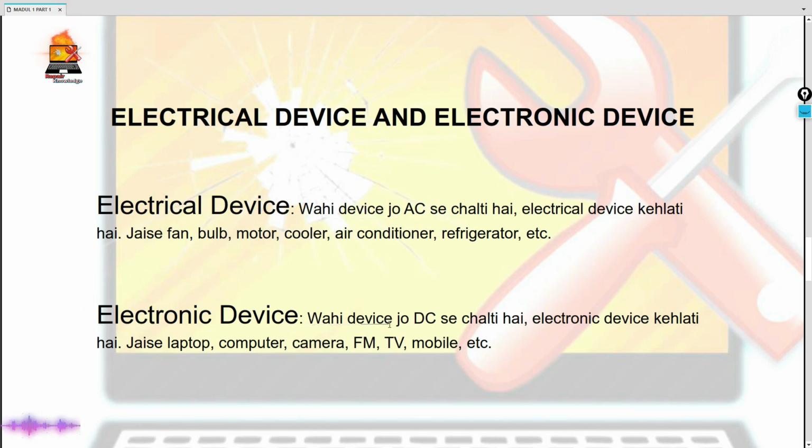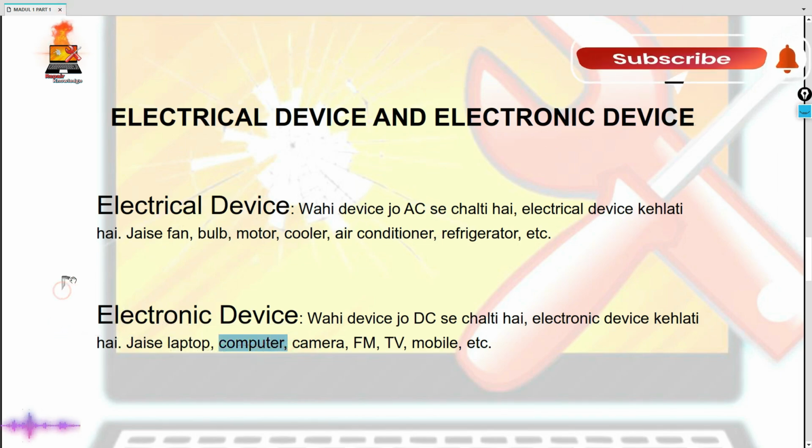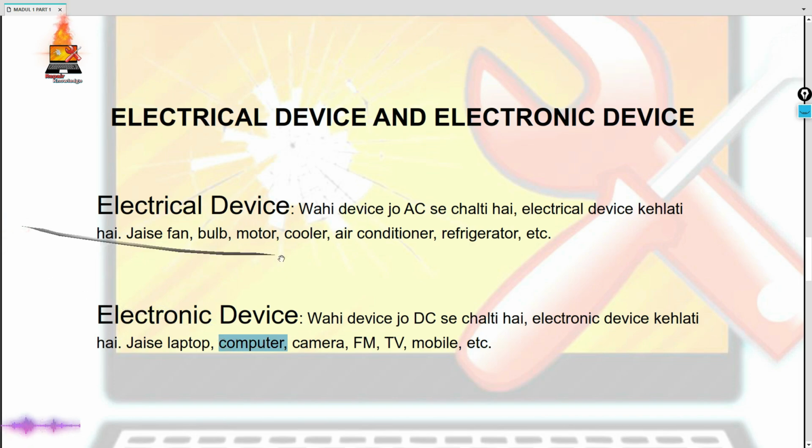What is an electronic device? An electronic device is the same device which is powered by DC. Like laptop, computer, camera, FM, TV, mobile, etc. You understand electronic device and electrical device: the electrical one does not have a circuit, etc., and runs from AC. And the electronic device is the one in which our circuit, the motherboard, is small, and we call it a DC device. Okay, we want to do it.